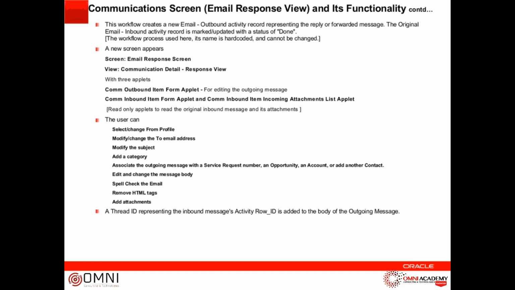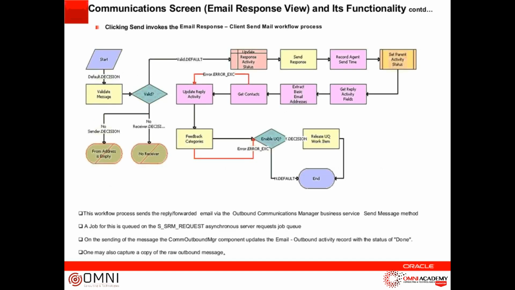A new screen appears, which is the communication detail response view with 3 applets: COM outbound item form applet, COM inbound item form applet, and COM inbound item incoming attachment list applet. The user can select change from profile, modify the to email address, modify the subject, add a category, associate the outgoing message with the service request number, opportunity, account, or another contact, edit and change the message body, spell-check the email, remove HTML tags, or add attachment. You can notice that a thread ID representing the inbound message's activity row ID is added to the body of the outgoing message.